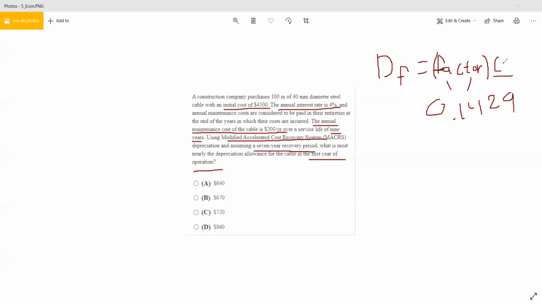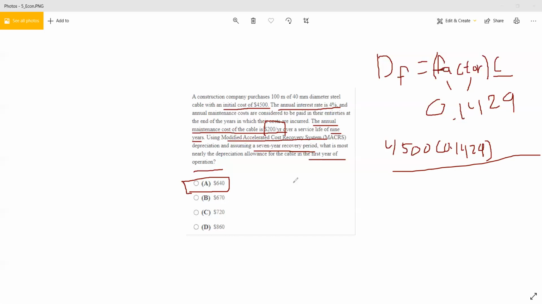Well, it turns out that cost is, now I don't know if this is because it's asking for just the first year, but the only cost we need to consider here is the initial cost of 4,500. So we're going to have 4,500 times 0.1429. It makes sense if they're saying just first year. I don't know if you do year 2 or year 3, if you have to incorporate maybe instances of the $200 per year. Could be, definitely. But if you do this, you should get about 643, which closely resembles the answer here.